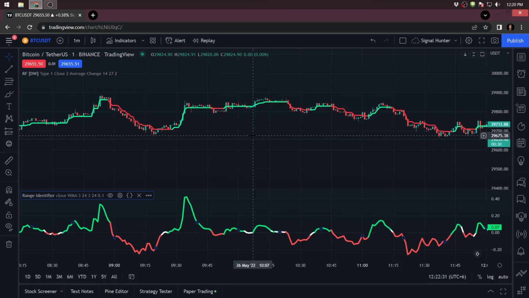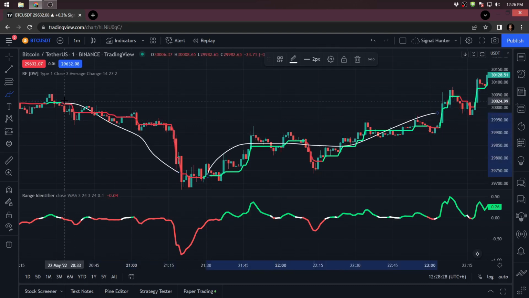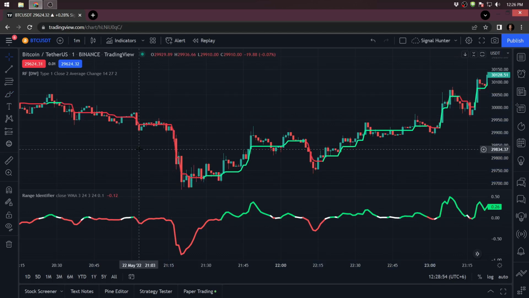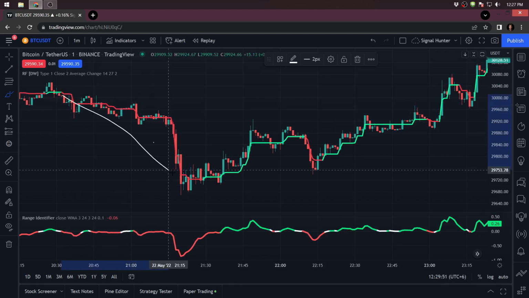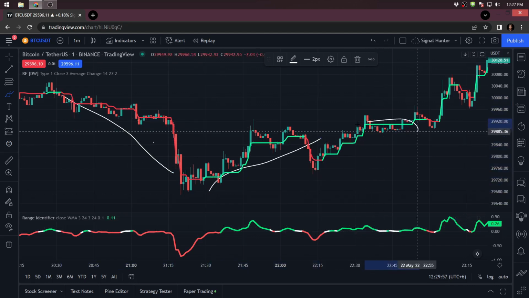Before the cash signal, let's introduce the indicator momentum, because it's very important. First, the Range Filter. The Range Filter line has two colors, red and green. The red color indicates the downtrend and the green color indicates the uptrend. Now let's introduce the Range Identifier indicator. The Range Identifier line has three colors: red, green and white. The red color indicates downtrend, the green color indicates uptrend, and the white color indicates the market is ranging.